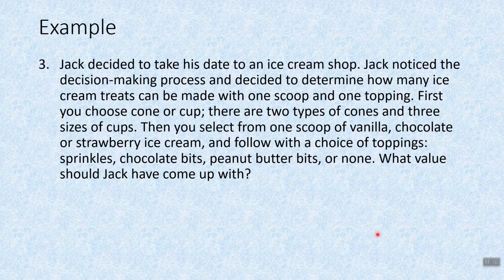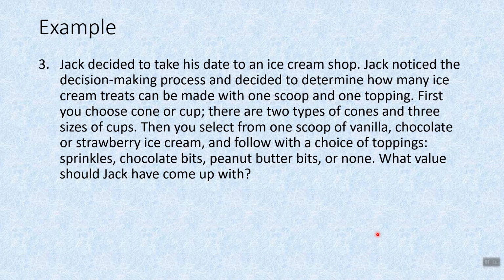First, you choose cone or cup. Then there are two types of cones, waffle or sugar, and 3 sizes of cup, small, medium, or large. After you get your base, you select from vanilla, chocolate, or strawberry. We're not a Baskin Robbins here, we're keeping it simple. And you follow with a choice of toppings. You can have sprinkles, chocolate bits, peanut butter bits, or none. We're not doubling up, no Reese's bits here.